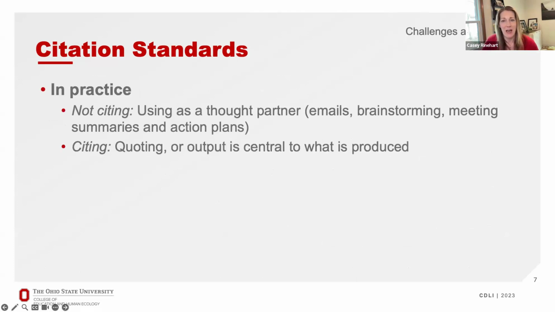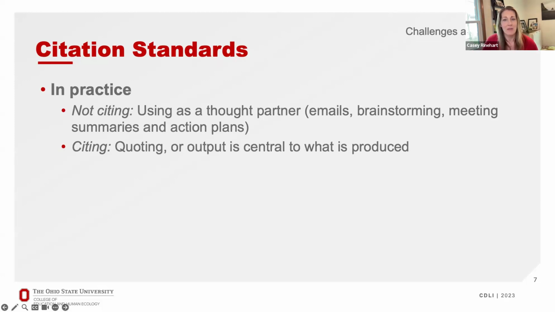I'm typically using AI as what I call a jolt of caffeine, right? To get those creative juices flowing. And when I'm doing that, I'm not citing it in my email communications or workshop blurbs. However, when I'm directly quoting it, which is quite rare, or if the output that it provided me is central to what I end up creating or sharing in the long run, then I'm definitely citing that.